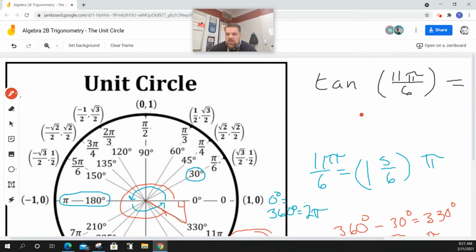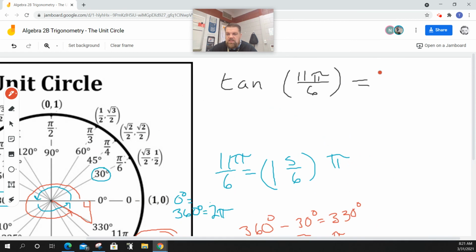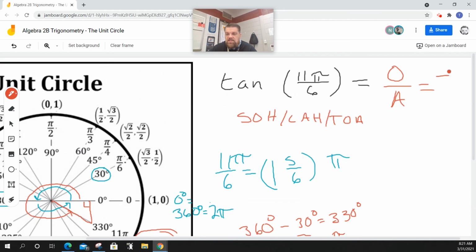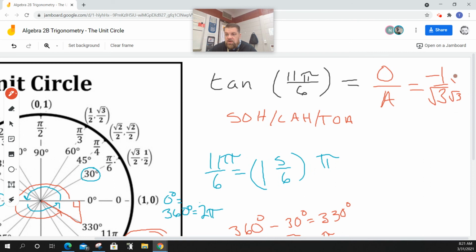So if I want to know what tangent of 11 pi over 6 is, I just need to know what SOHCAHTOA tells me, right? TOA means tangent is equal to the opposite over the adjacent. Okay? So what's the opposite? The opposite is 1. The adjacent, it's actually -1 over the square root of 3. Well, remember that I'm going to have to multiply that by the square root of 3. So when I'm done, I get negative root 3 over 3. Now, they want us to leave it as an exact value.